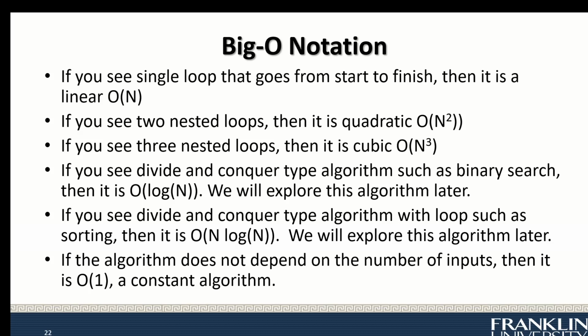So from the earlier examples, you can see that if you see a single loop that goes from start to finish, then it's linear, O(n). If you see two nested loops that go from start to finish, then it's quadratic. If you see three nested loops that go from start to finish, not cutting in half, then it's cubic. If you see a divide and conquer type algorithm, like the binary search, then it's O(log n). If you see a divide and conquer type algorithm with a loop, such as sorting, then it's O(n log n).